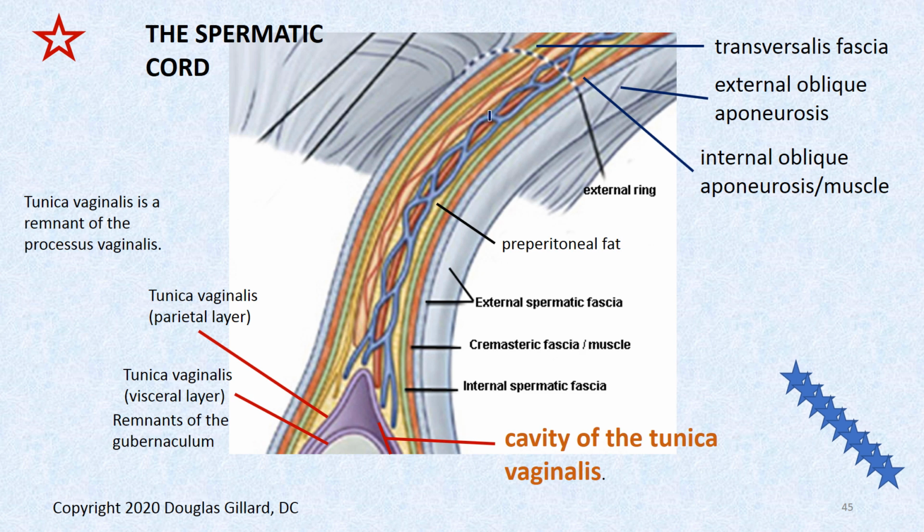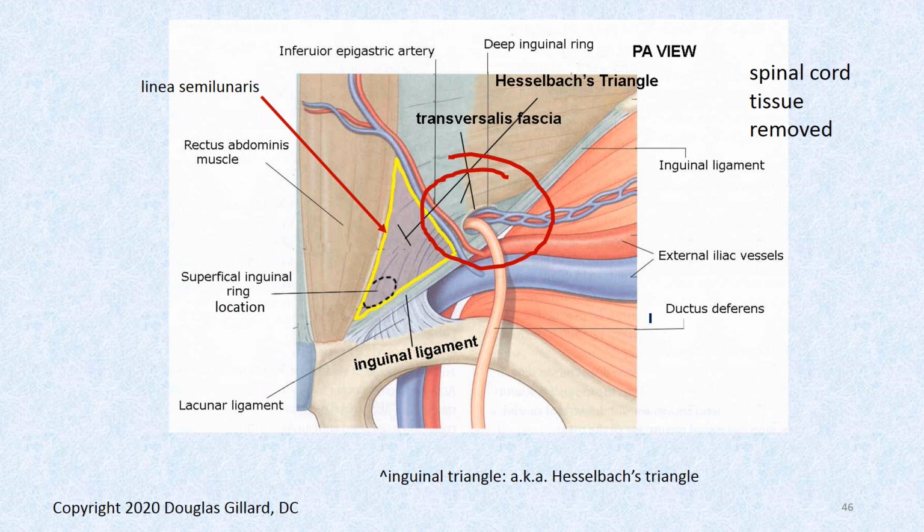Now we have a nice pampiniform plexus, testicular artery right here. Keep that in mind. We're going to talk about that. Can you imagine if a hernia comes down here and squishes this and squishes all this blood? You can get an infarct of the testicle or ischemia of the testicle with that.